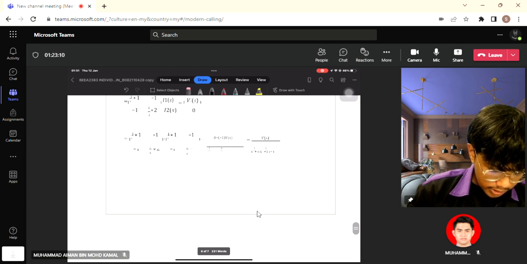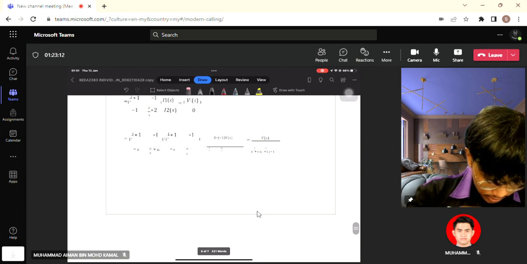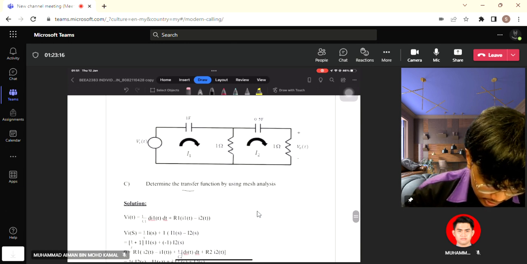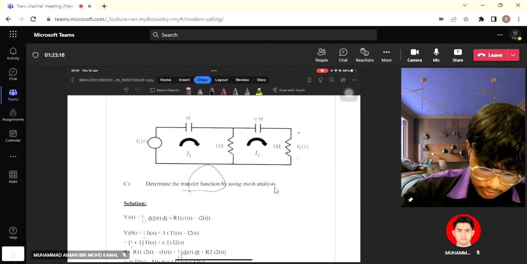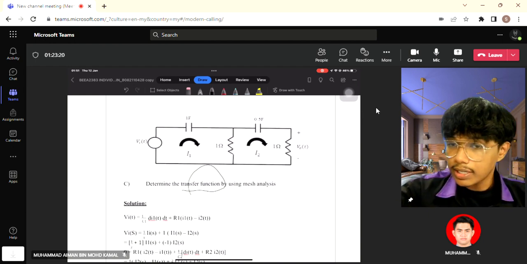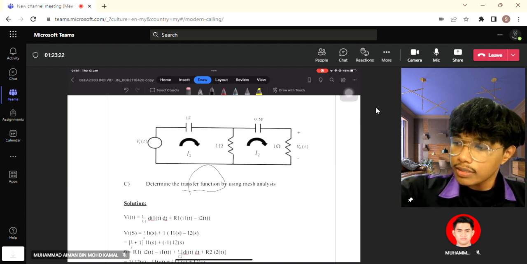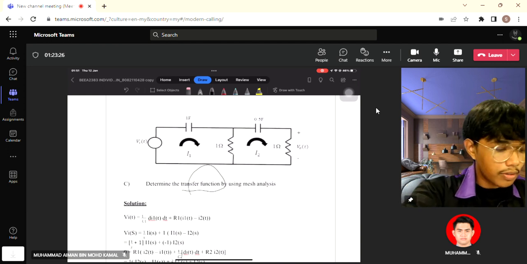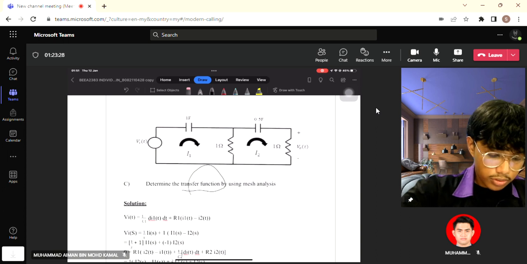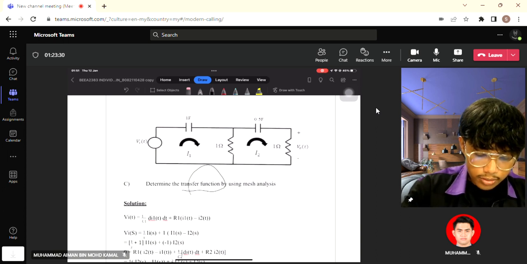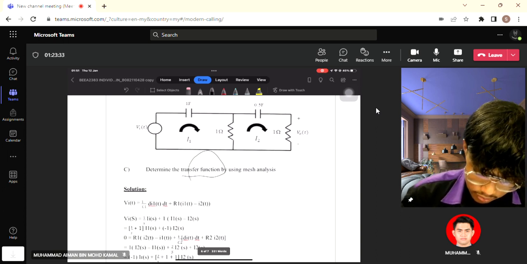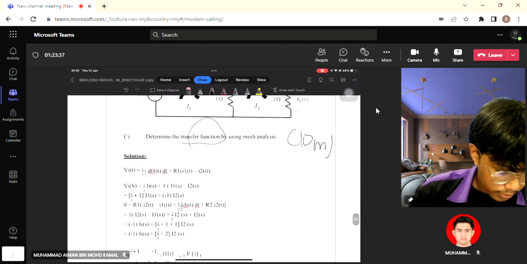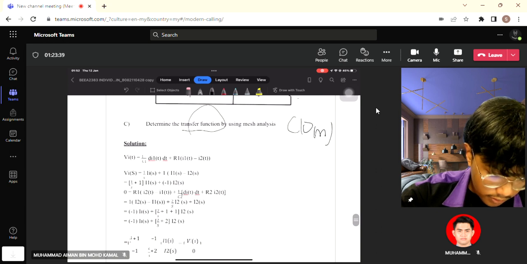So as you can see here, the question: determine the transfer function by using the mesh analysis. Okay. So the mark was actually 10 marks. So we're going to put down the solution first.